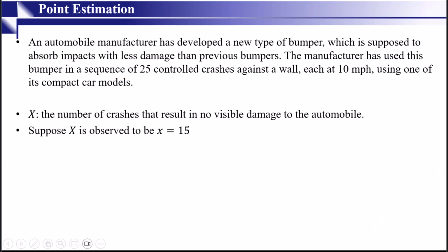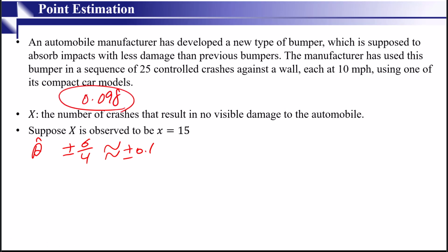Okay, let me clean this one. Now we're going to find the probability that theta hat lies within plus or minus sigma divided by 4, which is approximately plus or minus 0.01, right? We already found that sigma is equal to 0.098, but if we divide by 4 it will not be easy to calculate, so we just use 0.05. It means we want an approximation or rounding for simplicity. We already found that theta hat is equal to 0.6. Now we're going to try the interval 0.5 to 0.7, that is 0.6 minus 0.1 and 0.6 plus 0.1, right?